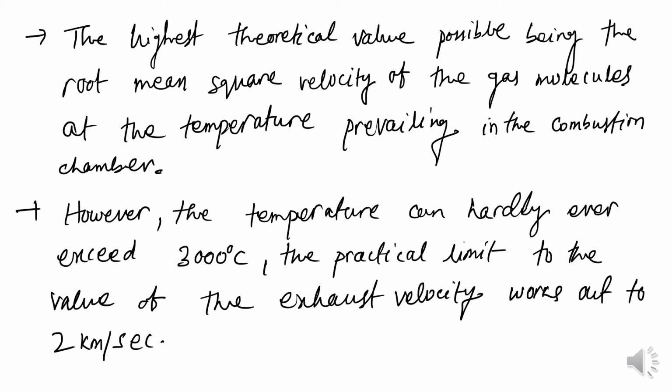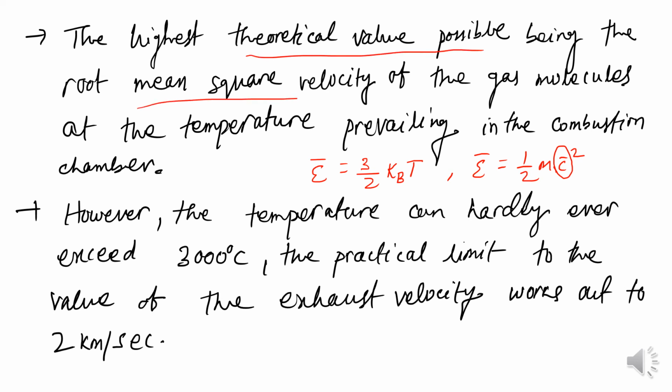Here, as we know from kinetic theory of gases, the average energy per molecule is given by E bar equals 3 by 2 kB, which is the Boltzmann constant, multiplied by the absolute temperature. Here this E bar is actually half m c bar squared, where c bar is nothing but the root mean square velocity of the molecules. So the highest theoretical value possible is the root mean square velocity of the gas molecules at the temperature.